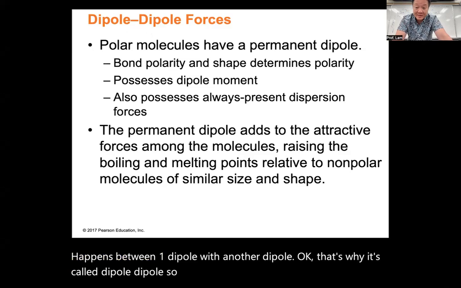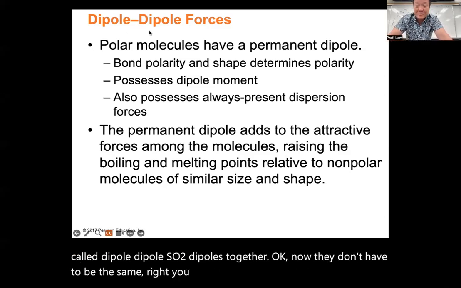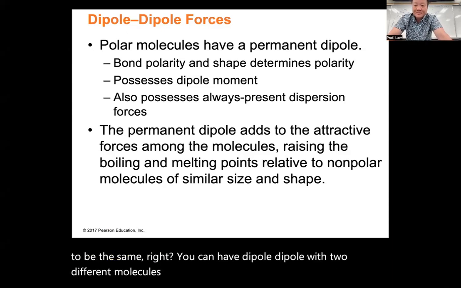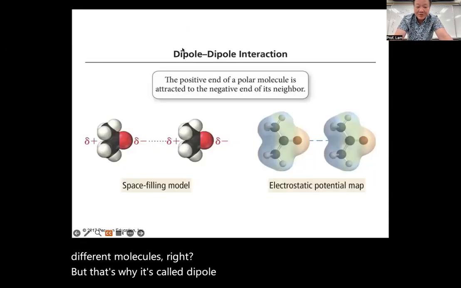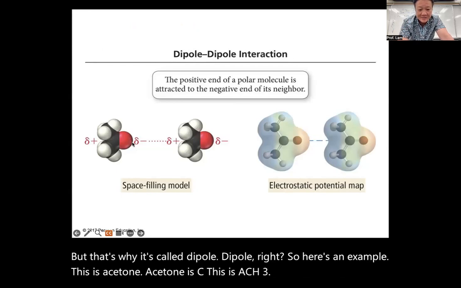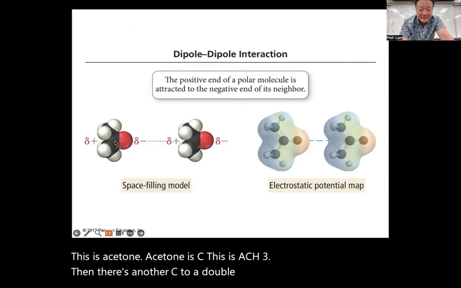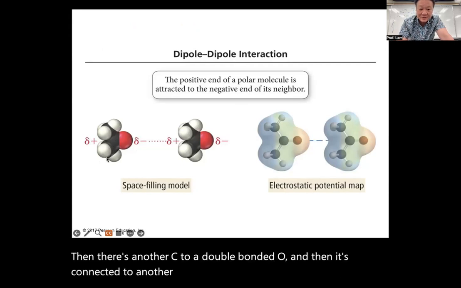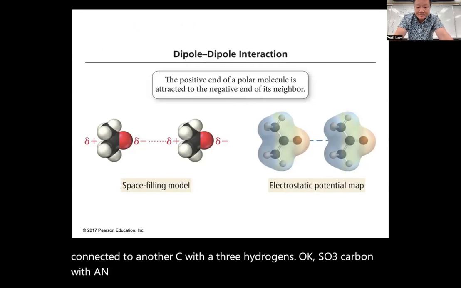So two dipoles together. Now they don't have to be the same, right? You can have dipole-dipole with two different molecules. That's why it's called dipole-dipole. So here's an example. This is acetone. Acetone has a CH3, then there's another C with a double-bonded O, and then it's connected to another C with 3 hydrogens. So 3 carbons with an oxygen and 6 hydrogens.